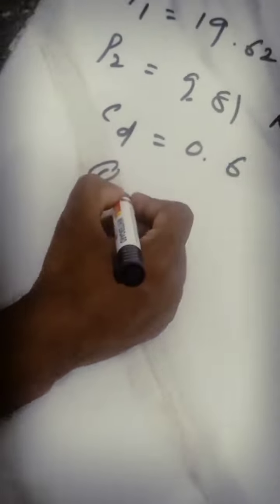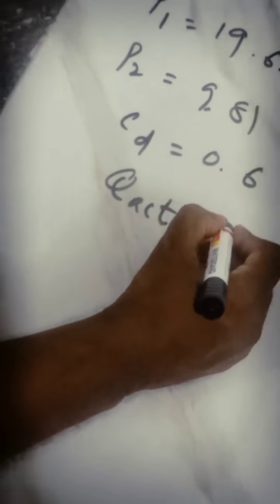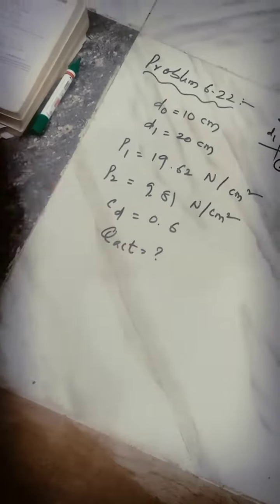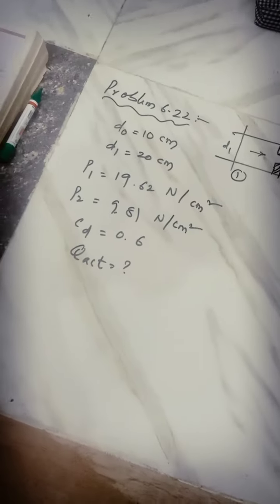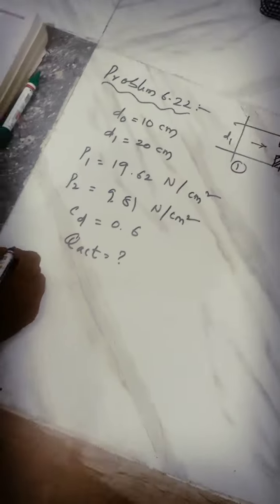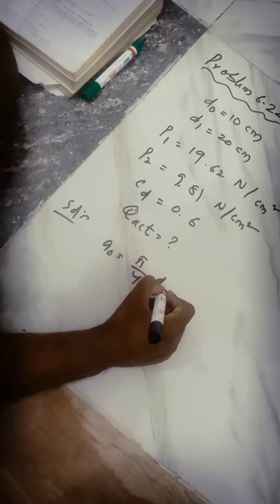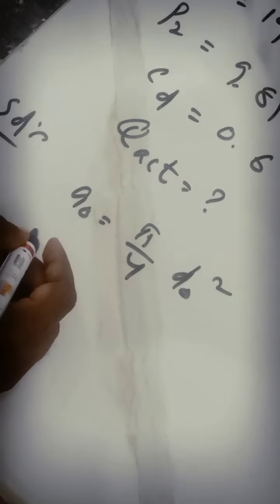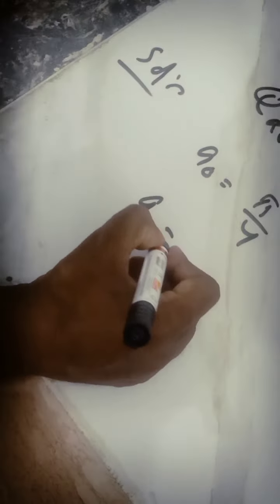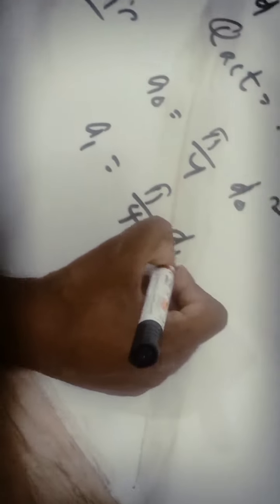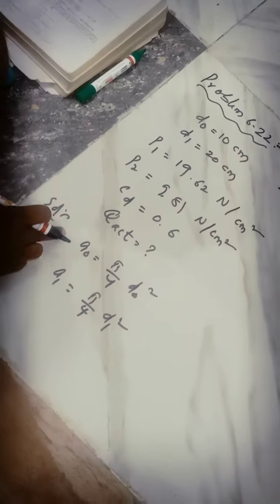Find the discharge of water through the pipe. Discharge means Q actual. We should find this Q actual. Friends, this is the given data. This is our flow meter, the orifice meter. D1 is given, D0 is given. The solution starts from here. From D0 we can find A0. A0 is equal to pi by 4 D0 square. This is the area of the orifice. A1 is equal to pi by 4 D1 square. So I got A0, A1, and P1, P2 are also given.